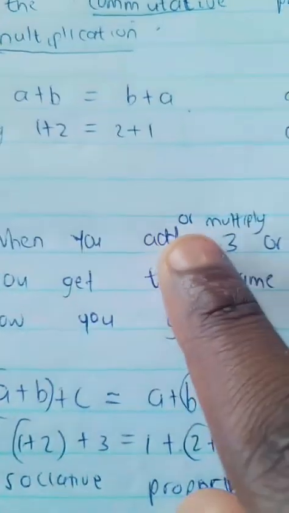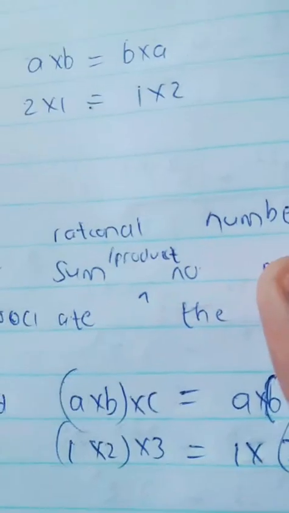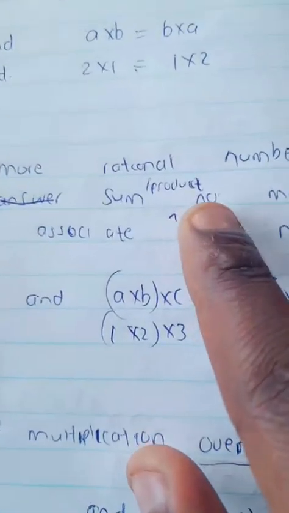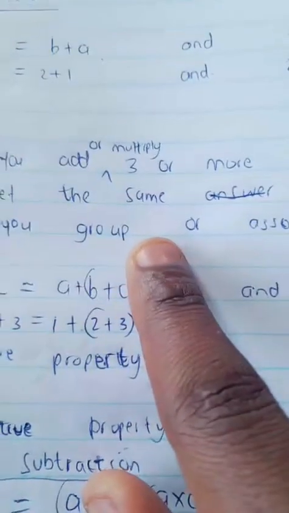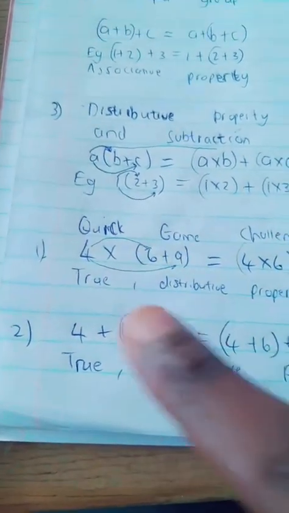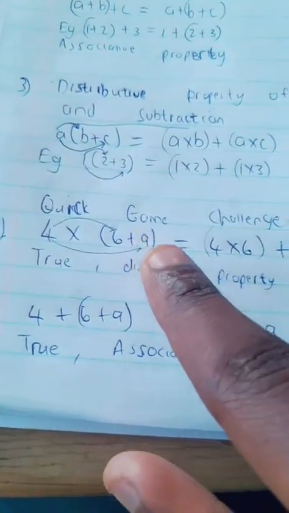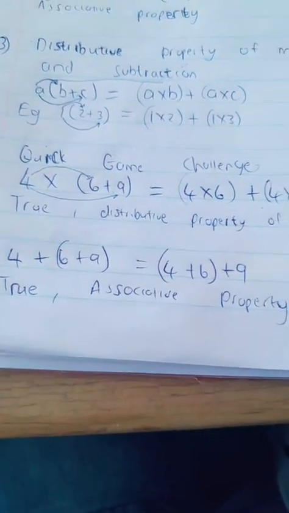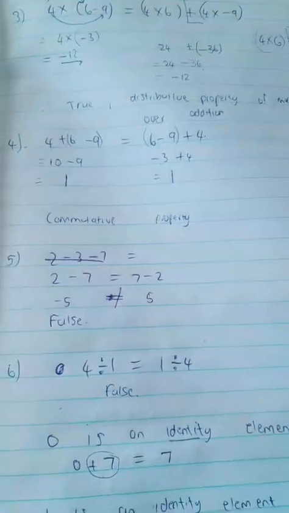Then we looked at the associative property. When you add or multiply 3 or more rational numbers, you get the same sum or product no matter how you group or associate the numbers. Then we looked at some examples. Then we looked at the distributive property. We looked at some quick game challenges to identify if the statements are true and which property was used. This is grade 9. Then we looked at some examples.